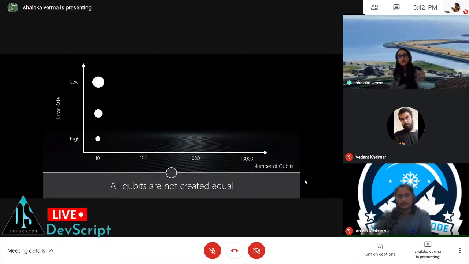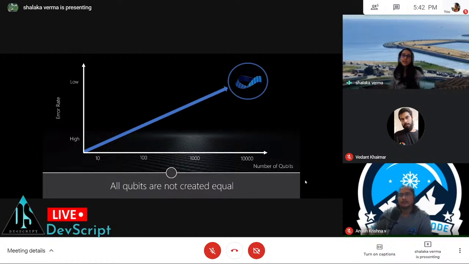If your error rate is improving steadily, then with the same 10 qubits, you are able to achieve way more things than you are doing now. And so the right path for us is to have this error rate decreasing steadily, and also the number of qubits increasing steadily, for us to land at a stage where we are able to run large-scale production workloads.